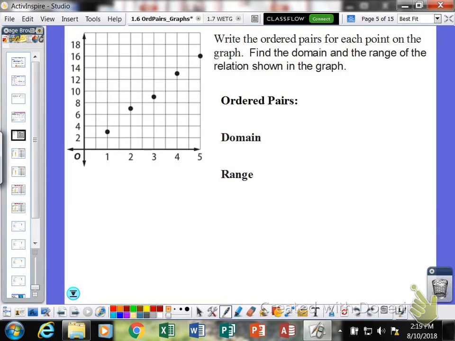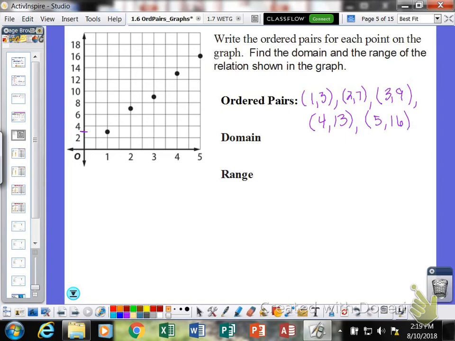Write the ordered pairs for each point and then find the domain and the range of the relation shown. Okie dokie. So ordered pairs are going to be (1, 3), because notice that this is between the 2 and the 4, then (2, 7), (3, 9), (4, 13), (5, 16).